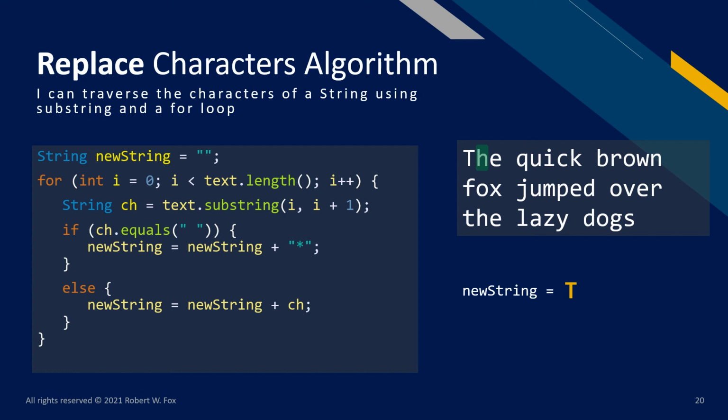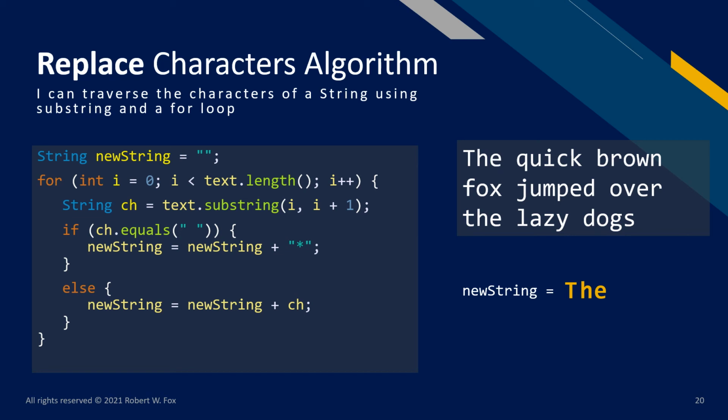Now, the second time through the loop, we extract the H character. And again, H does not equal a space, so we go to the else and we say new string changes to what it was before plus this H character. And so our new string is now TH. The third time through the loop, the exact same thing happens. E is not a space, and so we change new string by adding the character to it.